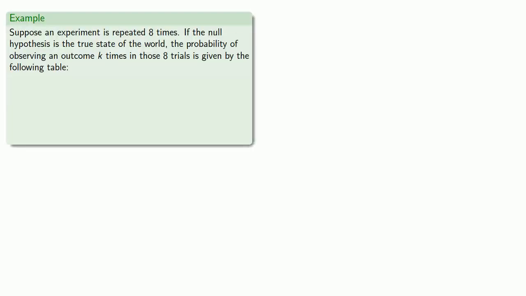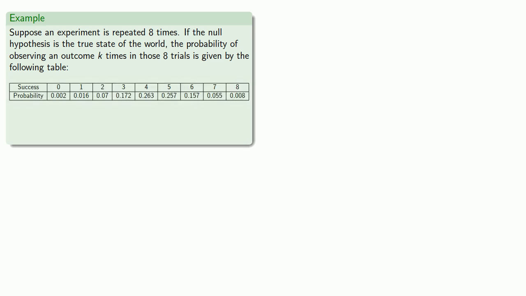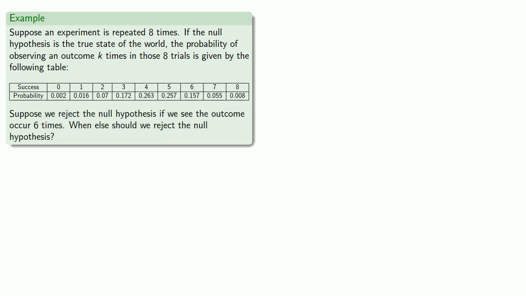For example, suppose an experiment is repeated 8 times. If the null hypothesis is the true state of the world, then the probability of observing an outcome k times in those 8 trials is given by the following table. You can take these probabilities as being computed in some fashion from the null hypothesis. We won't go into the details of how you'd find these probabilities right here. So we do our experiment, and maybe the outcome occurs 6 times, and we reject the null hypothesis.